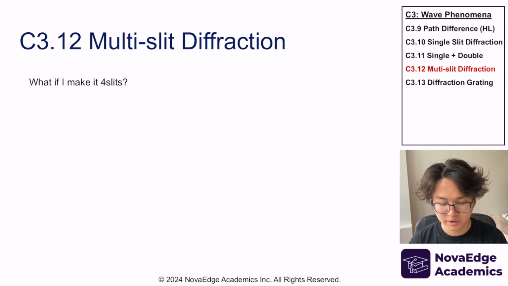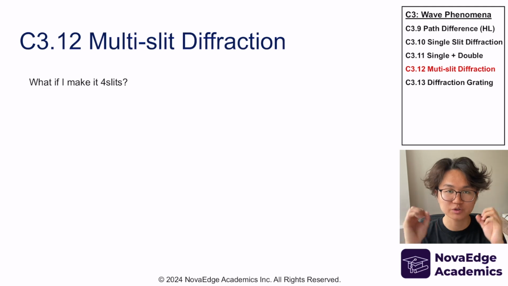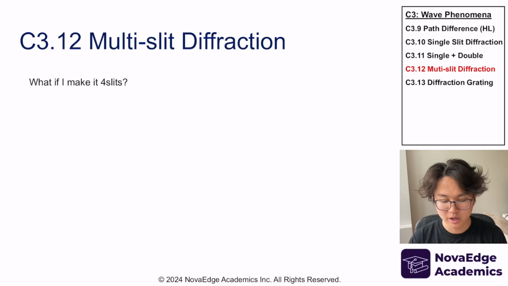Until last video, we did double slit interference, right? We had two wave sources and how they interacted. We also had single slit interference, and I explained to you why it happens. And I also explained how they combine with each other, right? So we've covered basically the very basics of single slit and double slit. Now I'm going to talk to you about multi-slit diffraction.